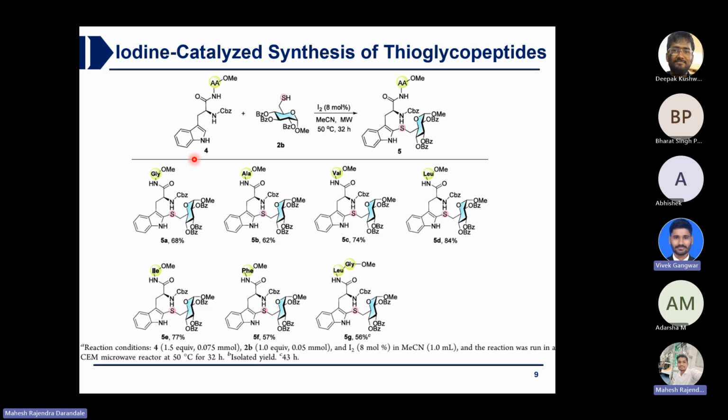So in that case, when this is blocked, the C2 position, this position. And if it is not blocked, then they are getting only the C3 position, not the C2 one. But when C3 is blocked, then they are getting it at the C2. Only one product is there, not two. Why not getting a mixture when not blocking?